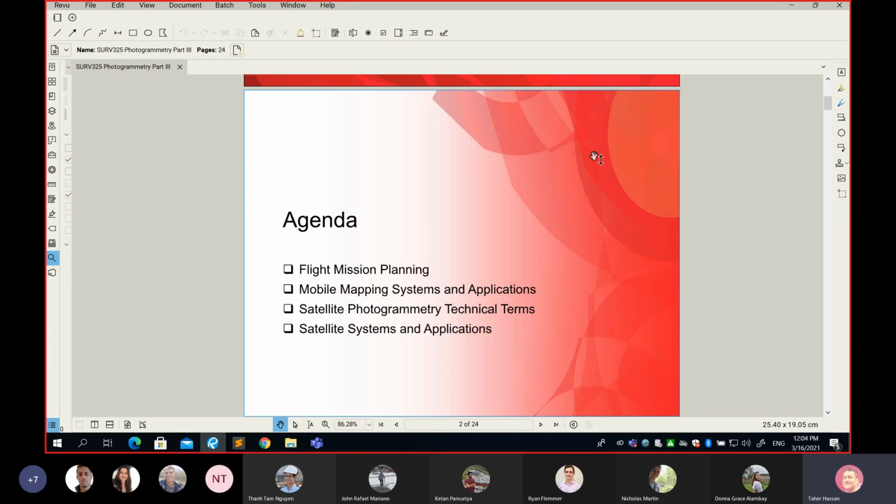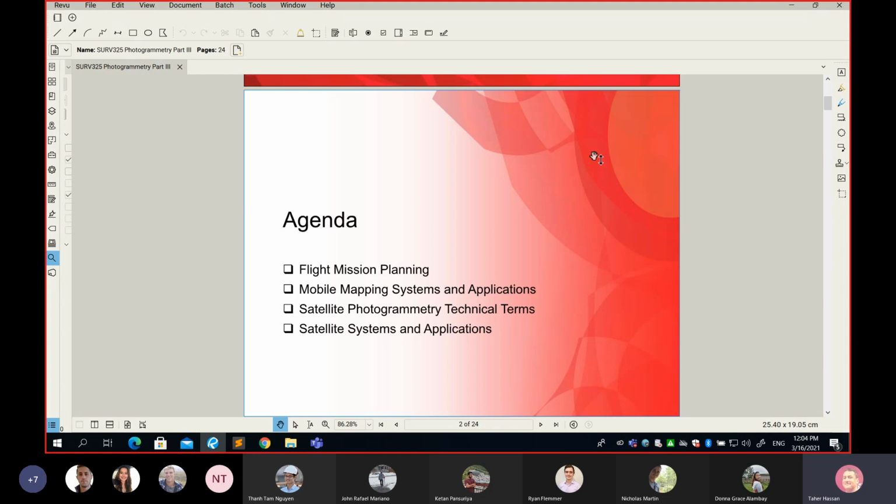And I have a little agenda for us. We have to cover something called flight mission planning, which is not really brand new. So we talked about that our photogrammetry involves three stages. First stage includes planning step. So we will talk about planning step one more time.